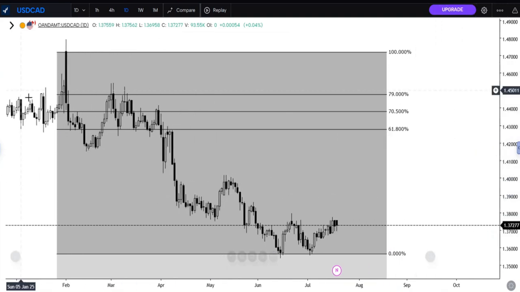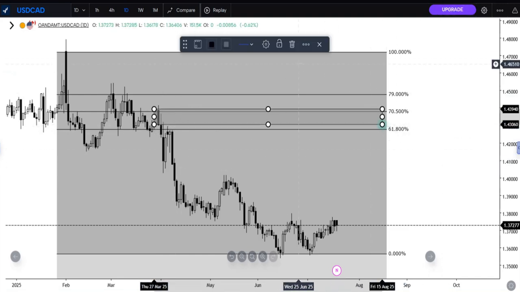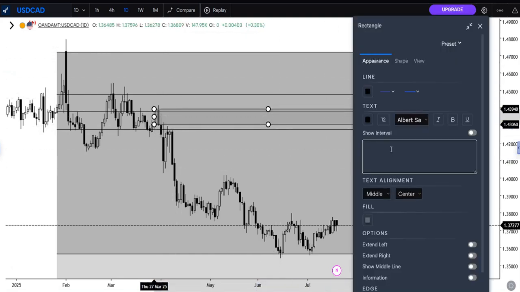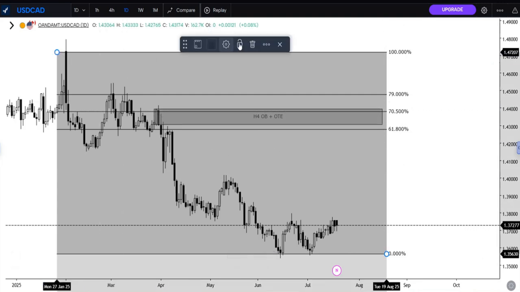Just like that, we find our H4, almost said fair value gap. H4 order block plus OTE. Yeah, almost something like this.